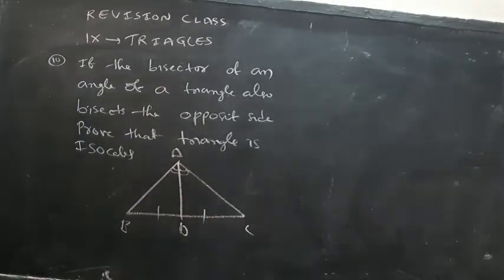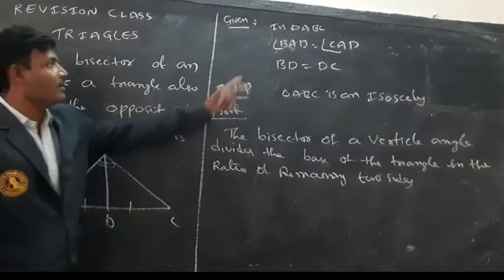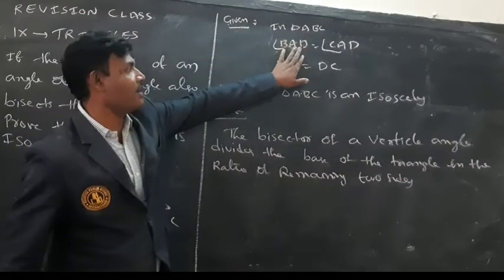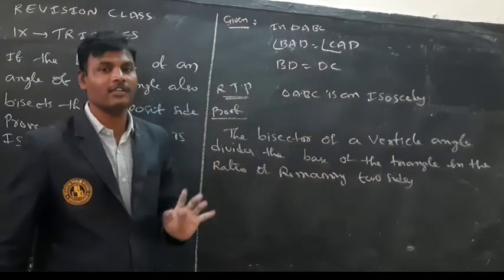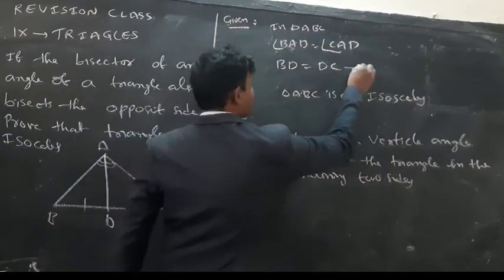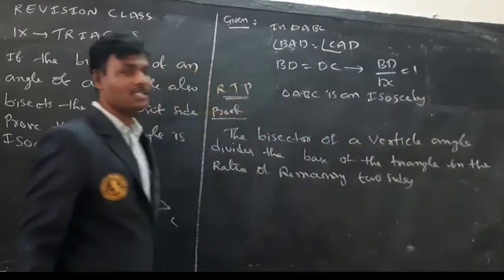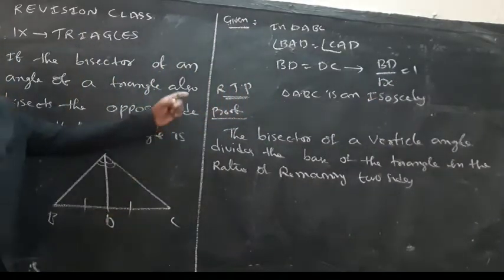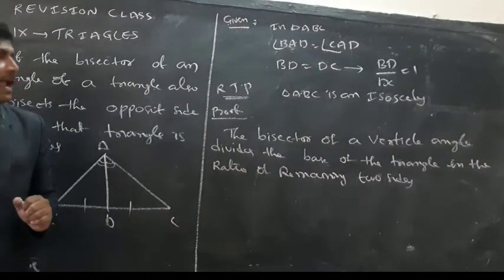Prove that the triangle is an isosceles triangle. You have to prove the triangle is an isosceles triangle. In triangle ABC, AD is the angle bisector of A, and the lengths of BD and DC are both equal. What is the given? In triangle ABC, angle BAD and angle CAD are both equal, with BD equal to DC. If BD is equal to DC, we can write BD by DC is equal to 1, because both parts are equal. Required to prove: you have to prove that triangle ABC is an isosceles triangle.